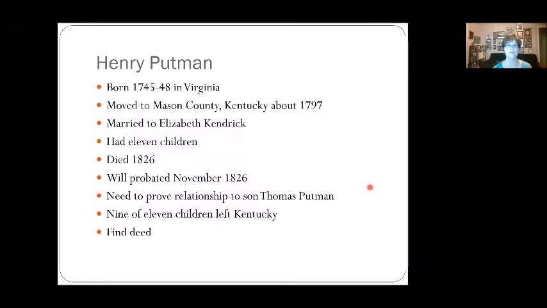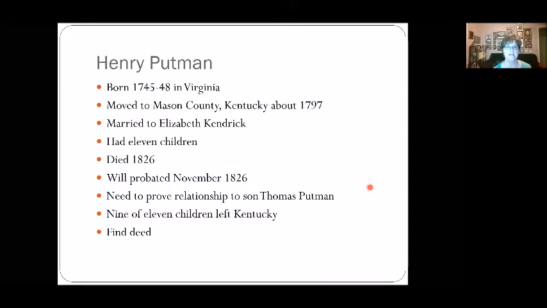And I'm just going to give you a little background on Henry here, and then we're going to go search the catalog for Henry again. So we know he was born in Virginia around 1745, '48. He moves to Mason County. He's married to Elizabeth Kendricks. He has 11 children. He died in 1826. And I know his will. I have it, November 1826.